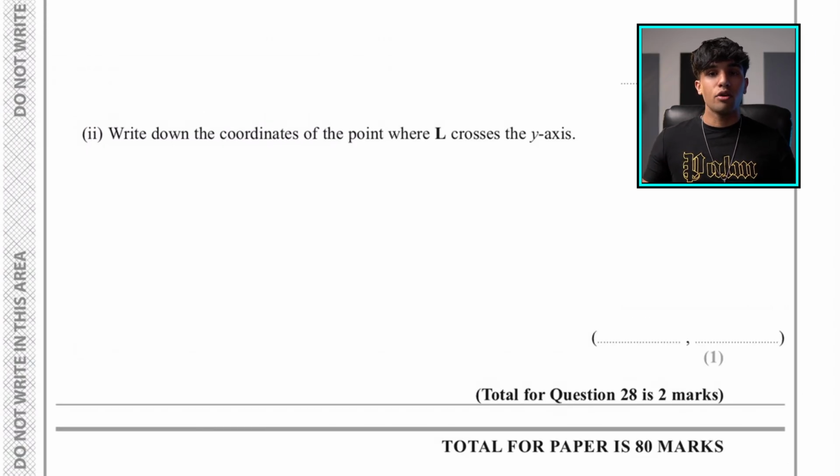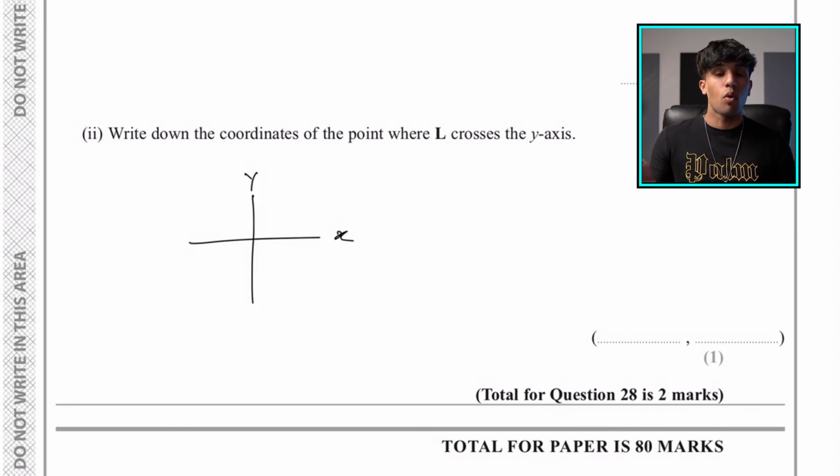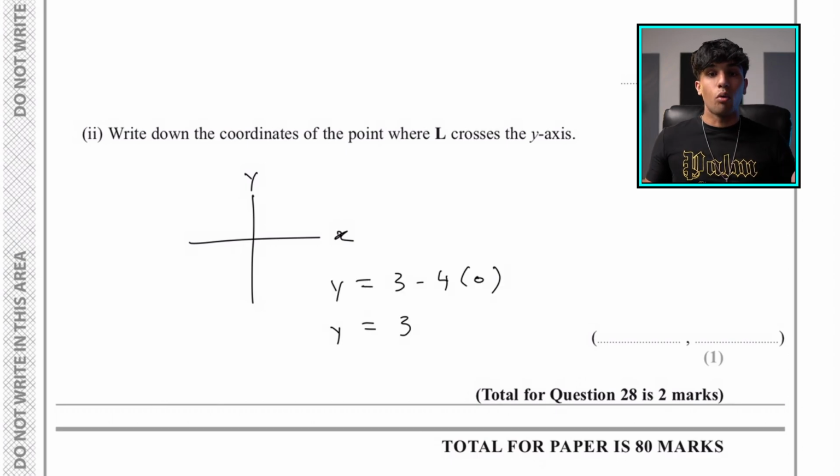For part II, we need to find the coordinates where our line crosses the y-axis. As you can see on our graph, for any line to cross the y-axis, our x value must be equal to 0. So let's sub in x equals 0 into our equation. And we get a y value of 3, so our final answer is 0, 3.